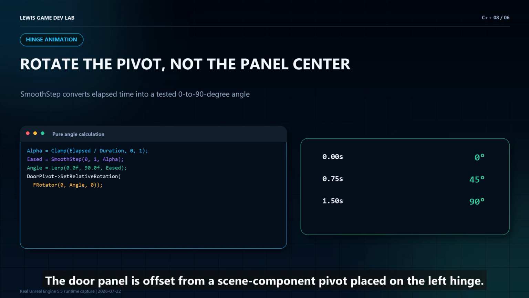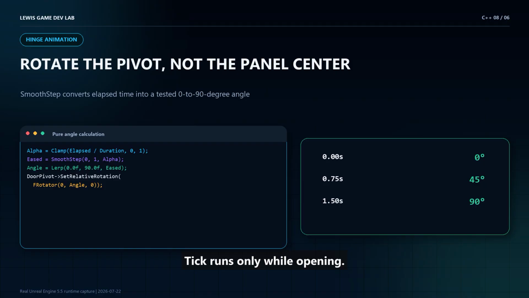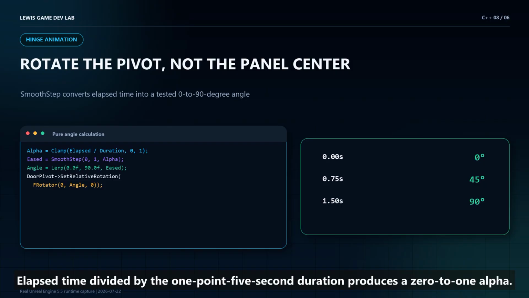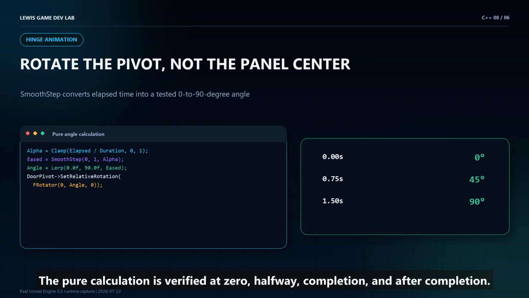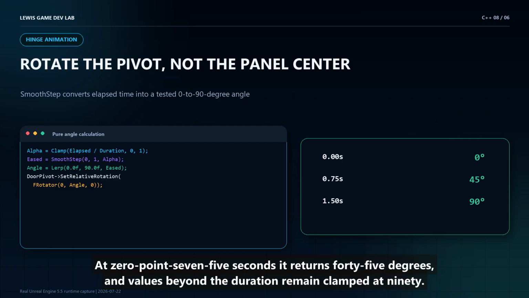The door panel is offset from a scene component pivot placed on the left hinge. Tick runs only while opening. Elapsed time divided by the 1.5 second duration produces a 0 to 1 alpha. Smooth step eases that alpha, and lerp converts it into a 0 to 90 degree yaw. The pure calculation is verified at 0, halfway, completion, and after completion. At 0.75 seconds, it returns 45 degrees, and values beyond the duration remain clamped at 90.